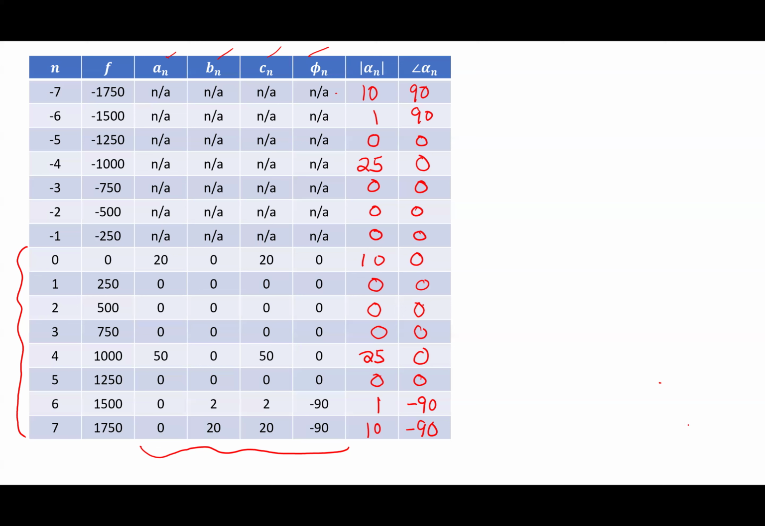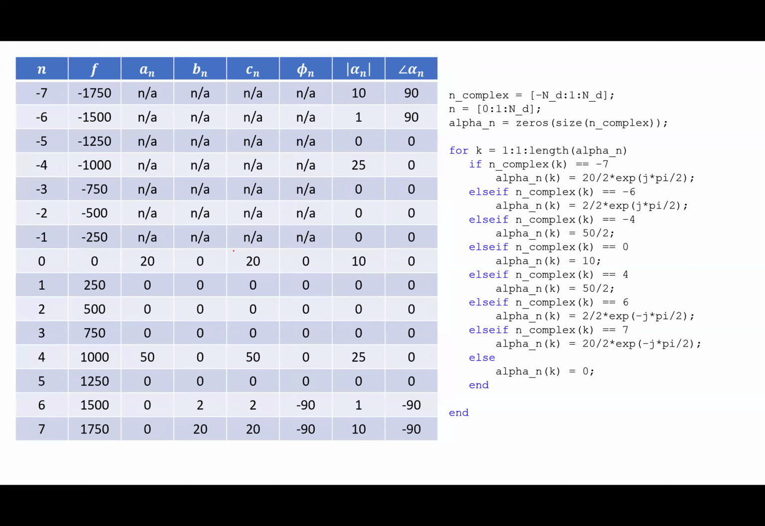All right. So how would I write some code to load these in? Again, you could load them in by hand, but I want to write code to automate the loading in of the A and B values. Well, in this case, I have to load in the A and B values. Once I have those, though, I can automate the generation of the other ones. So let's look at what I did. Okay. So I made a vector little n which goes from 0 to 1 to n sub d. And then I made an n complex vector, which goes from negative n sub d to n sub d.